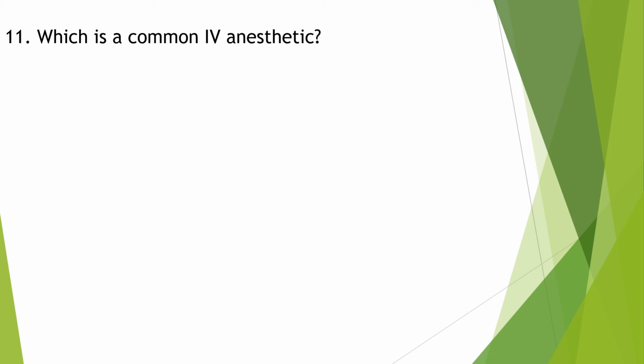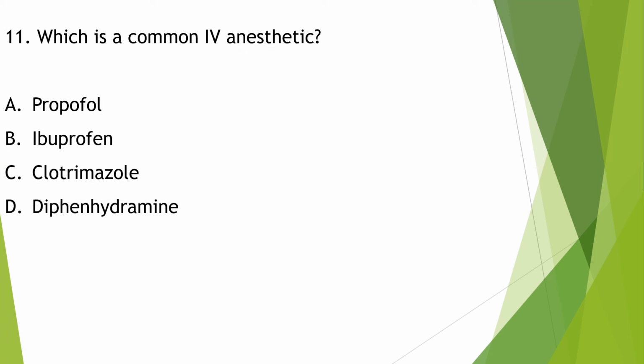Which is a common IV anesthetic? Is it propofol, ibuprofen, clotrimazole, diphenhydramine? So the answer is propofol. It is an anesthetic with quick onset and offset characteristics. The patient wakes quickly after the drug is discontinued.